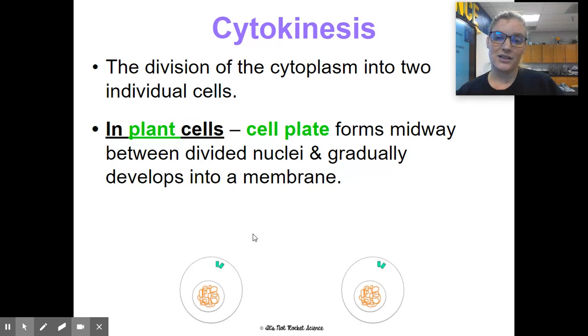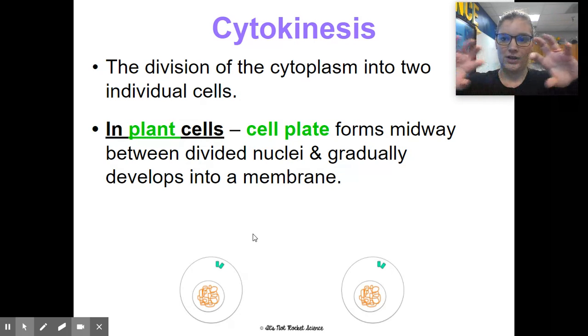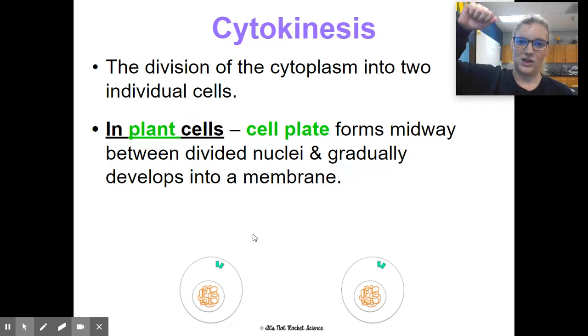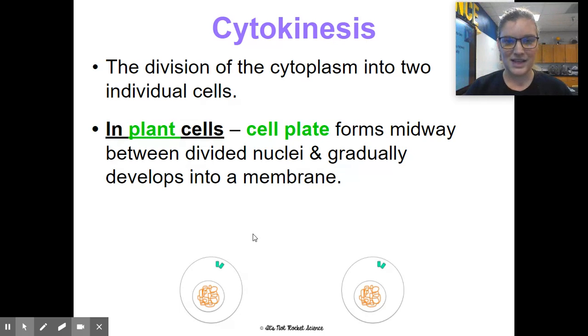So in plant cells, because they have so much structure to them, we're actually taking a cell plate and forming it halfway. And so you've got your nucleus on each side of the cell, and then we start growing basically a wall in between. You can almost think of it like when a magician would take the giant saws and saw somebody in half. That's kind of what's happening here. We're creating a rigid barrier.